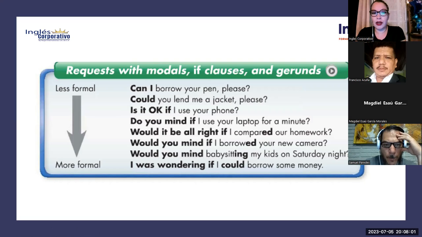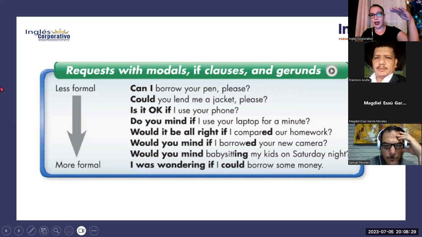Y luego también podemos hacer como, "is it okay if", estamos diciendo, "está bien si tal cosa", no lo estamos haciendo bien directo, es bien suavizado. "Is it okay if I use your phone?", "¿está bien si uso tu teléfono?", sería un poco más suave que decir "can I borrow your phone". Entonces vamos de less formal a more formal, como ven aquí, menos formal, can. Y ahí tienen el dibujito.